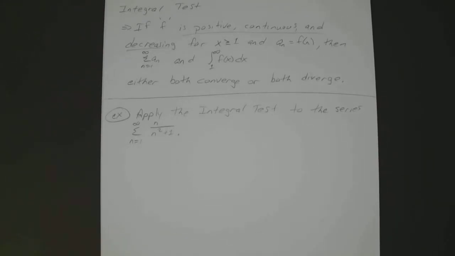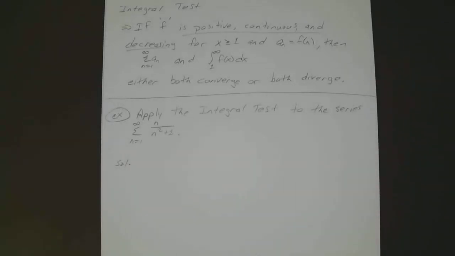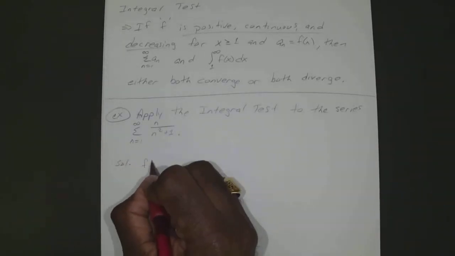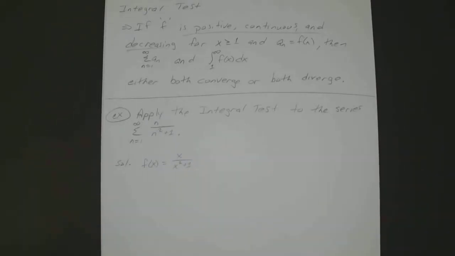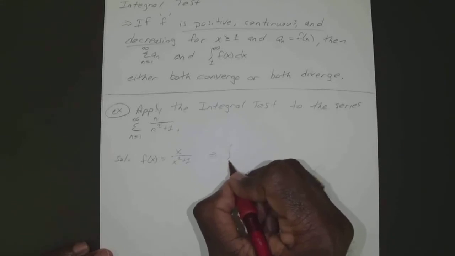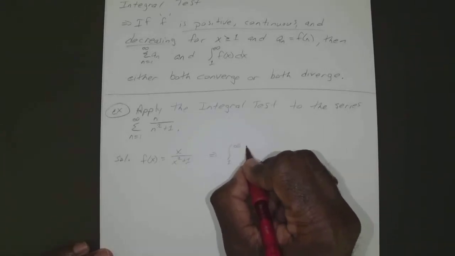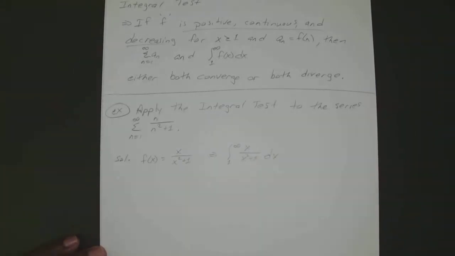Now, if you want, you can go ahead and just replace n with x and find your integral that way. So we'll just let f of x equal x over x squared plus 1. That means we have the integral from 1 to infinity of x over x squared plus 1 with respect to x.